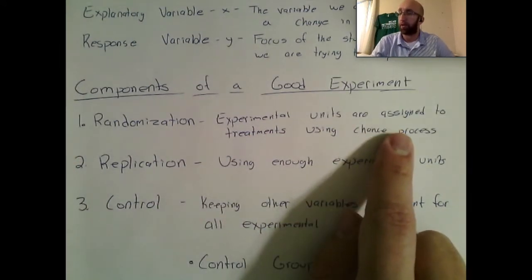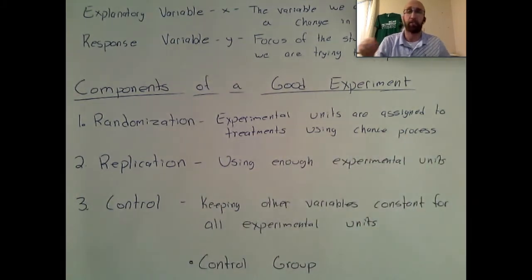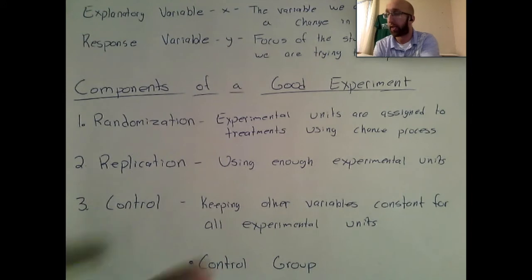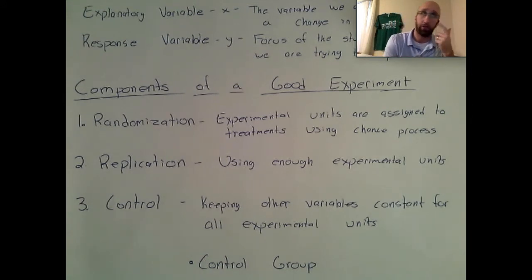So the experimental units are assigned to treatments using chance process. So meaning, depending on the design type you're doing, what treatment you get is randomly assigned to you. I'm not going to pick, well, I guess you should get treatment A, you should get treatment B, and you should get treatment C. It's randomly assigned. You could use random number generators. You could flip coins. You could put your treatments in a hat on cards, mix them up, pull out a card, and say, all right, you're getting treatment A. Randomly assign who gets what treatment or what gets what treatment as far as your experimental units.